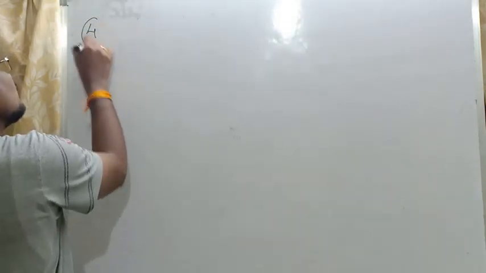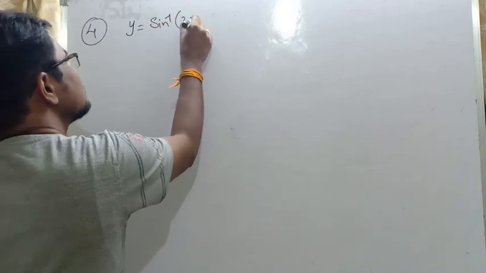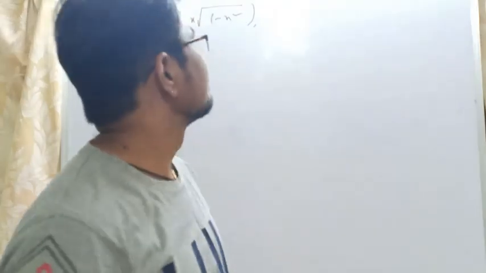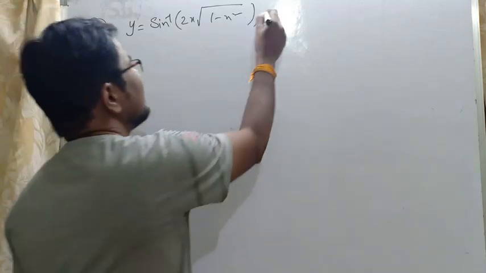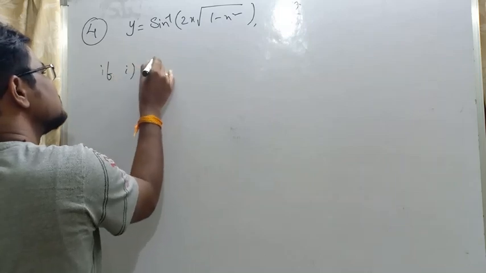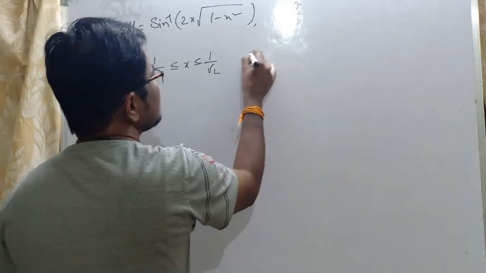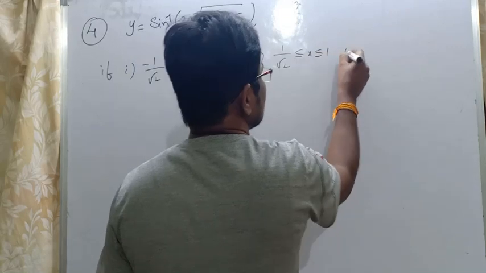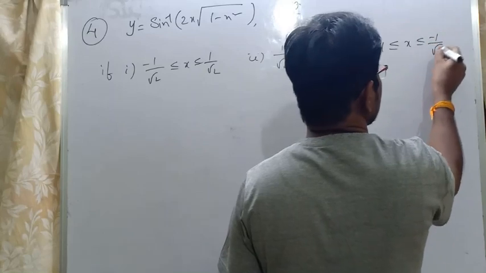Next problem is the fourth one, y equal to sine inverse of 2x root of 1 minus x square. Function is y equal to sine inverse of 2x root of 1 minus x square. Find dy by dx. The first case is minus 1 by root 2 less than or equal to x less than or equal to 1 by root 2, the second one is 1 by root 2 less than or equal to x less than or equal to 1, and the third one is minus 1 less than or equal to x less than or equal to minus 1 by root 2.